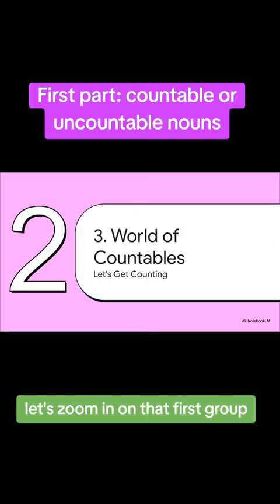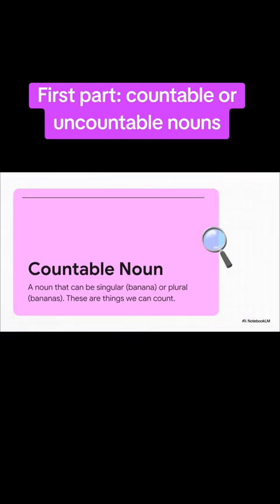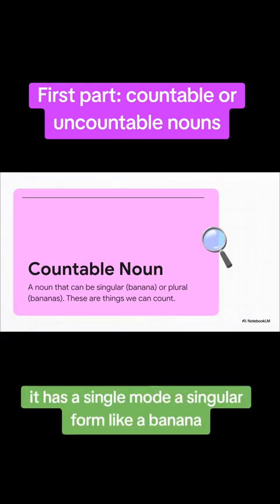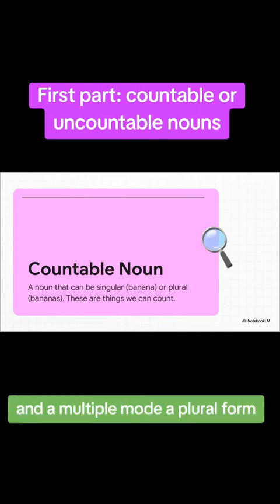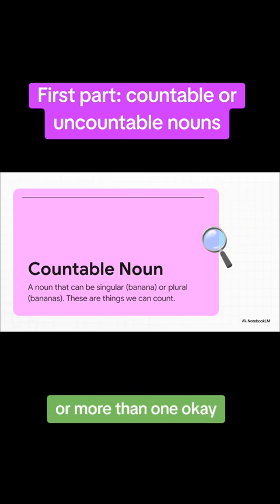All right, let's zoom in on that first group. Time to explore the world of countables. So the key thing about a countable noun is that it can change its form. It has a single mode, a singular form, like a banana, and a multiple mode, a plural form, like bananas. It's all about being able to talk about one of something or more than one.